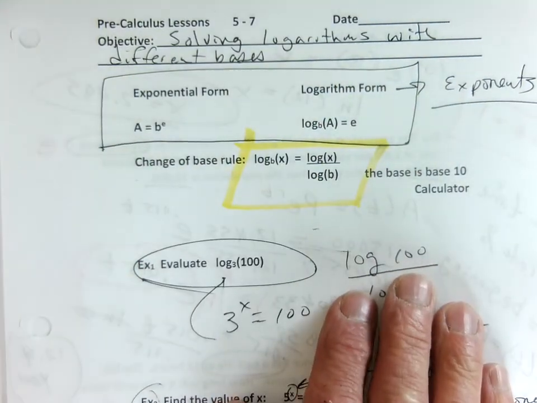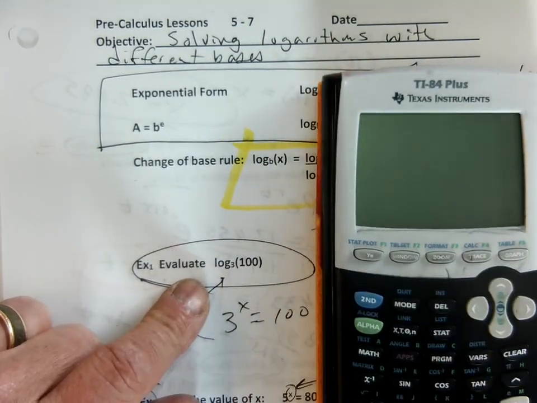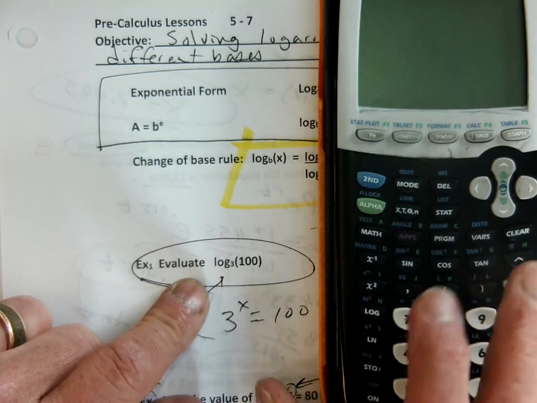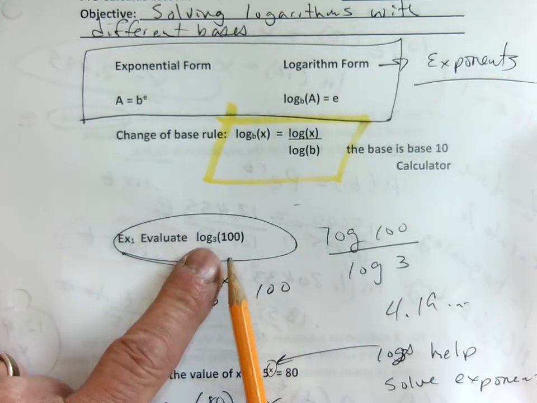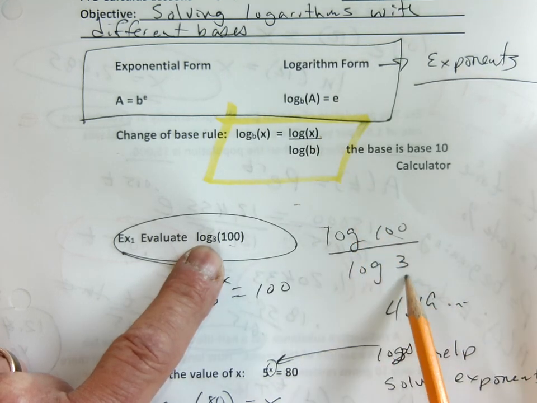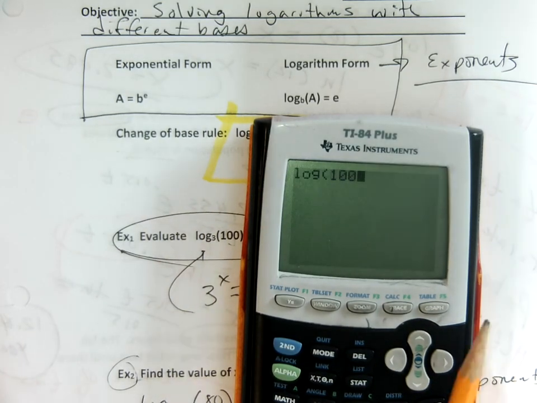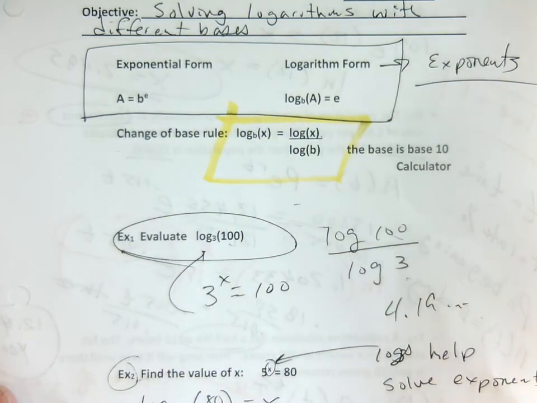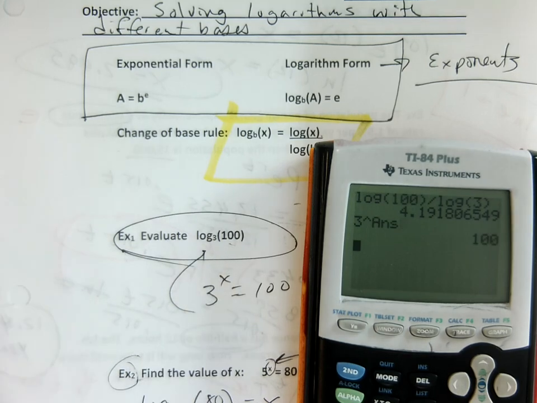So let's start with the first example. Okay, evaluate log base 3 of 100. Now base 3 in your calculator, you've got base 10 or base e, but not base 3. So you do this thing called the change of base formula. You take the log of 100 divided by log of 3, and you actually get the answer. And that is the same thing as 3 to the x. So if I took 3 to that power, I should get 100, and I do.